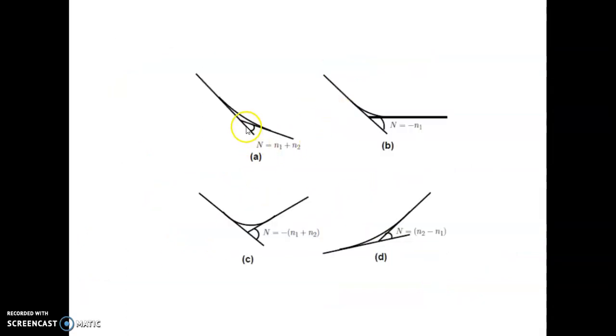Now valley curve. If you see all the four diagrams, the point of vertical intersection is below the ground level. Here downward gradient and downward gradient, downward gradient and flat gradient, therefore N2 is 0, only minus N1. Here downward gradient and upward gradient. This is the typical form of valley curve. N is equal to minus N1 plus N2.